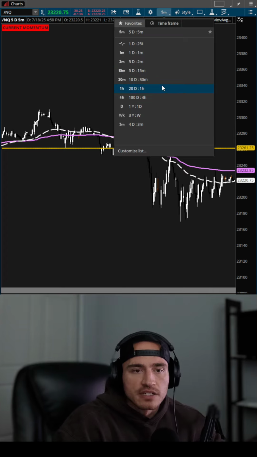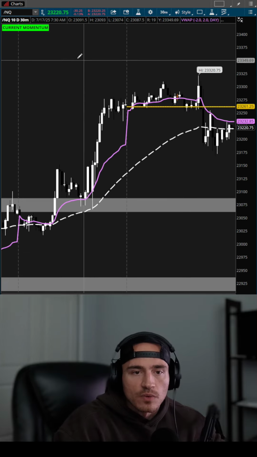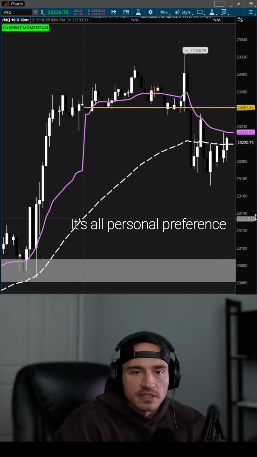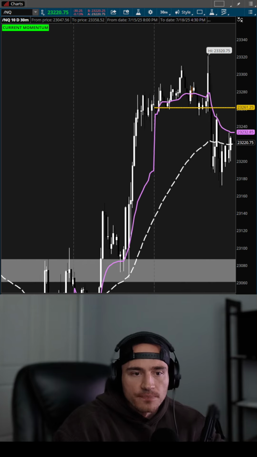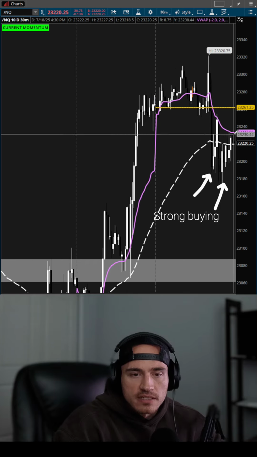But yeah, in general, that's what I do. Higher time frames, you can use the 30-minute, you can use the 1 hour, and just really dial in where those levels are. As you can see, we have a new level forming in this area that we had support in today.